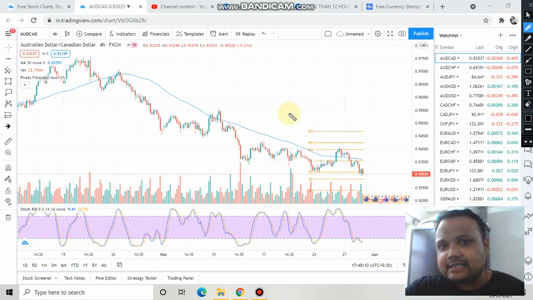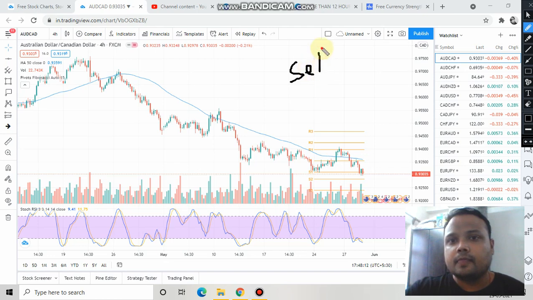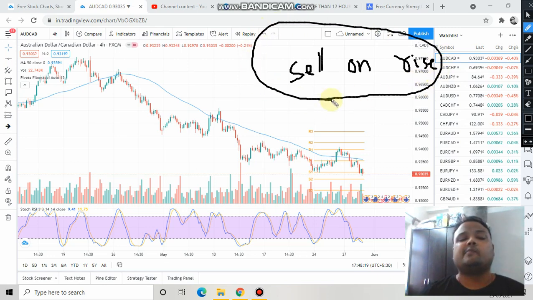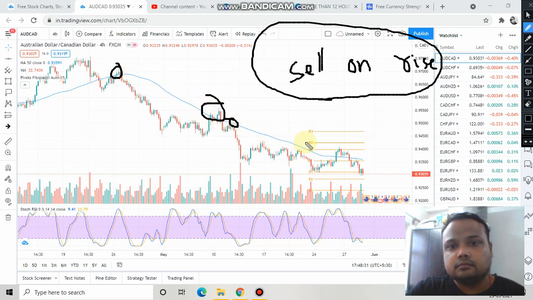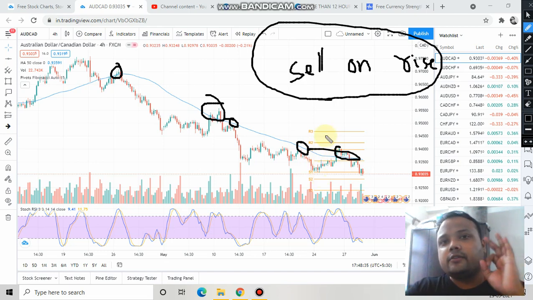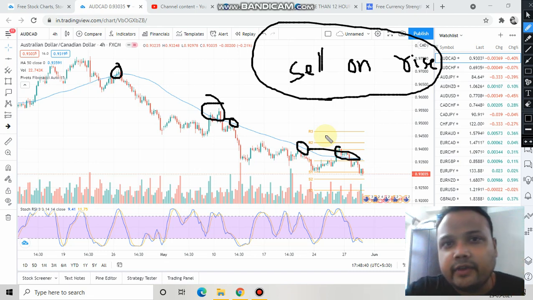This type of market is called a sell on rise market. Whenever the market was trying to go up, it was getting resistance from the 50 moving average. So the best trading opportunity was when the market was reversing from the 50 moving average, it was the easy opportunity to short the market.